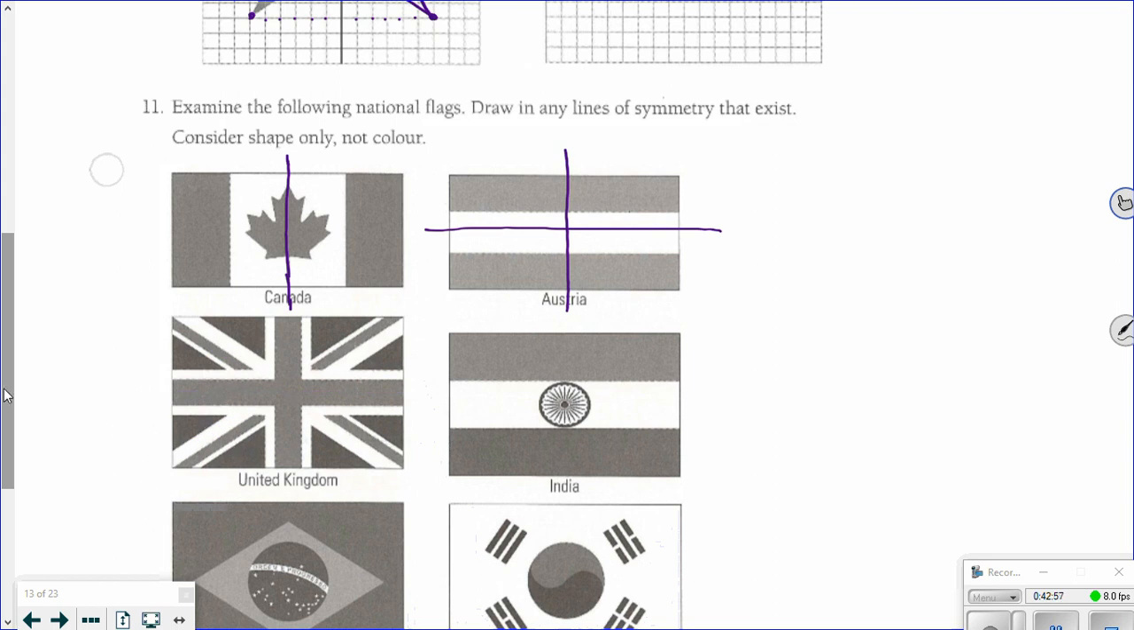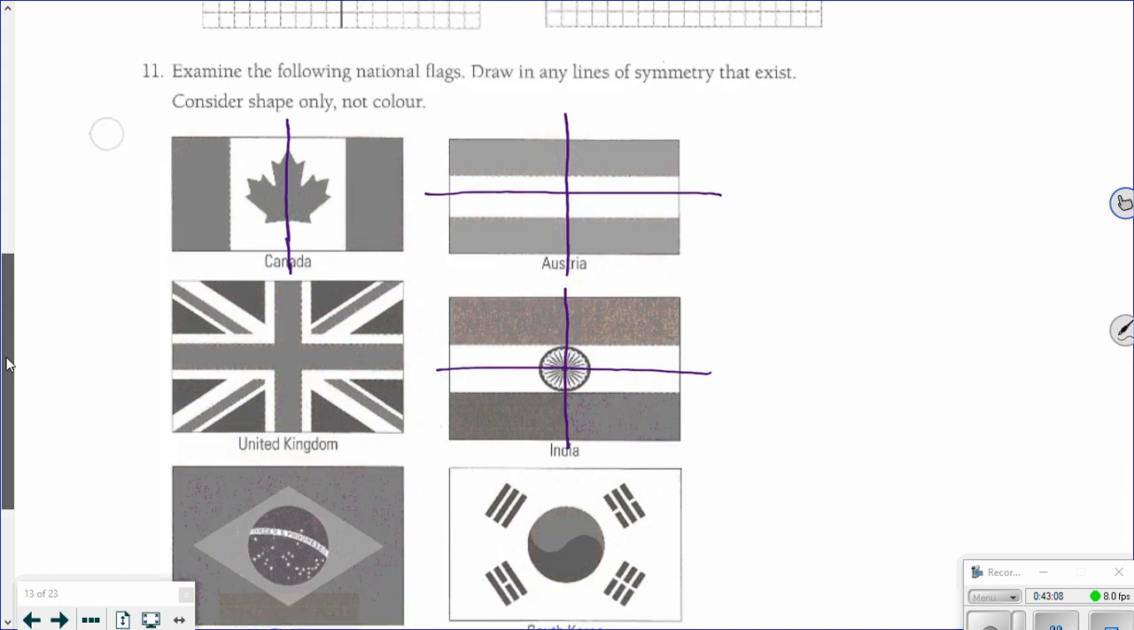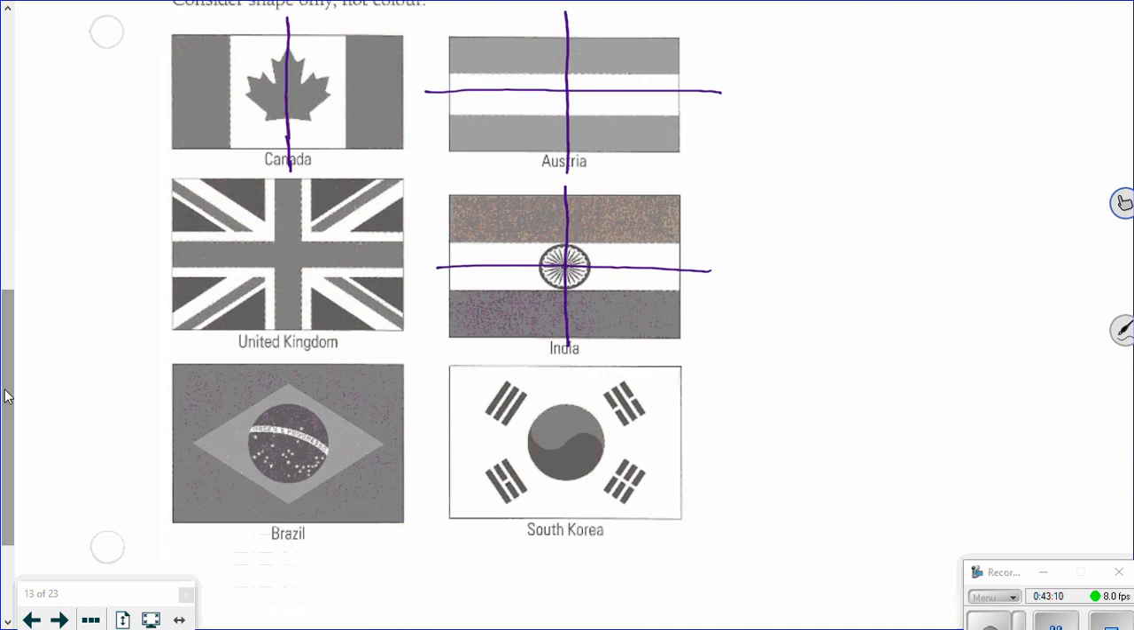India's flag, as long as all those little lines are exactly the same, looks like we could do it straight across, straight up and down. Brazil's going to have none, because none of these stars, if I cut it, line up exactly the same. The words don't line up exactly the same. Same with here. If I cut it this way, these words don't appear down here. So it has no lines of symmetry.